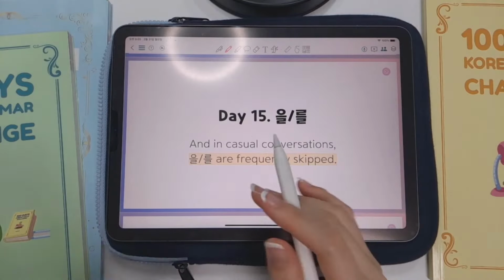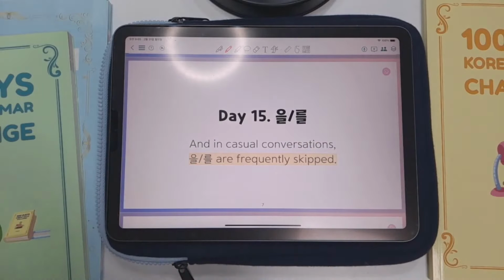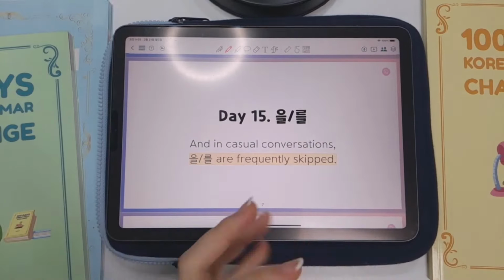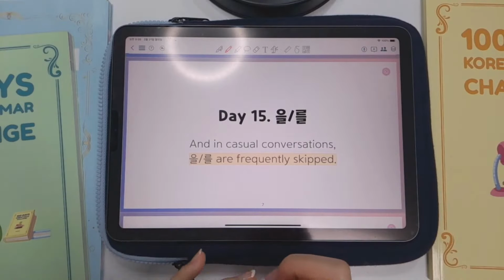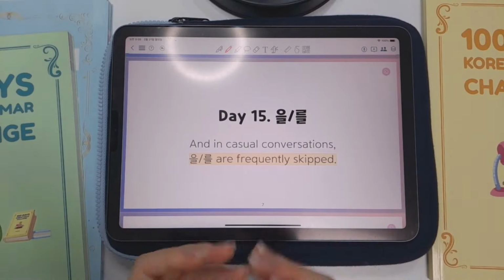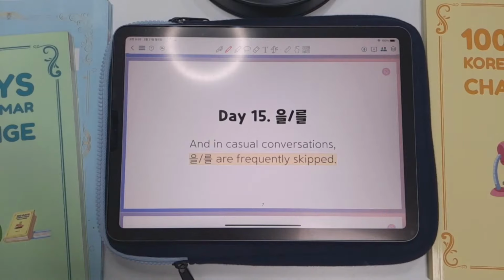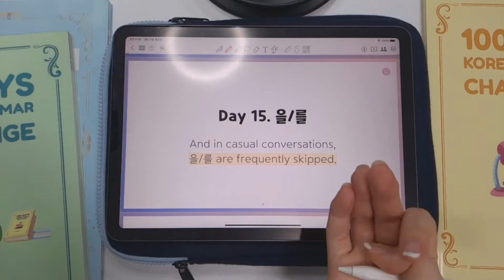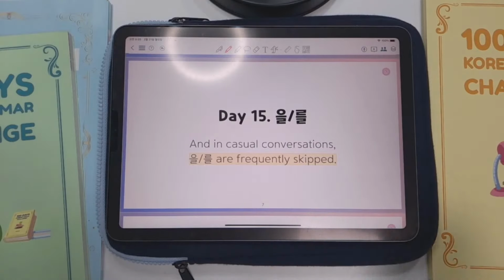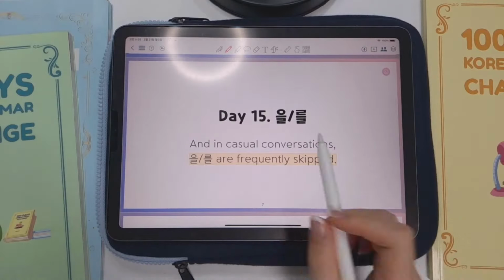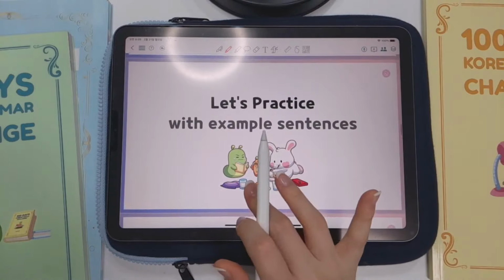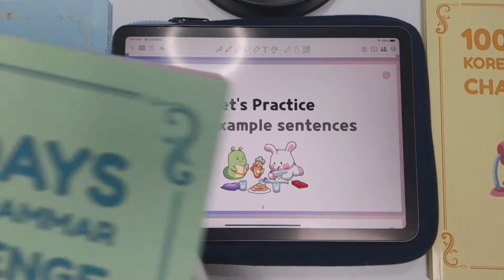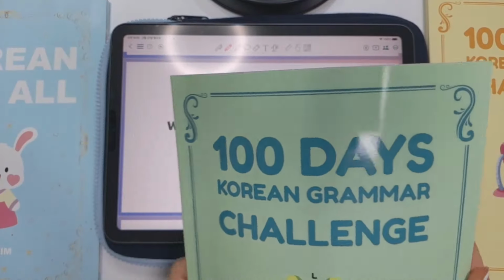Okay, but when you are writing Korean, or doing homework, or working on a presentation, in that case you have to use 을 or 를 because it is not a casual conversation. In presentations, speeches, or writing a book, magazine, or news, then you have to use 을 or 를. Okay, so let's practice with some example sentences in our textbook.